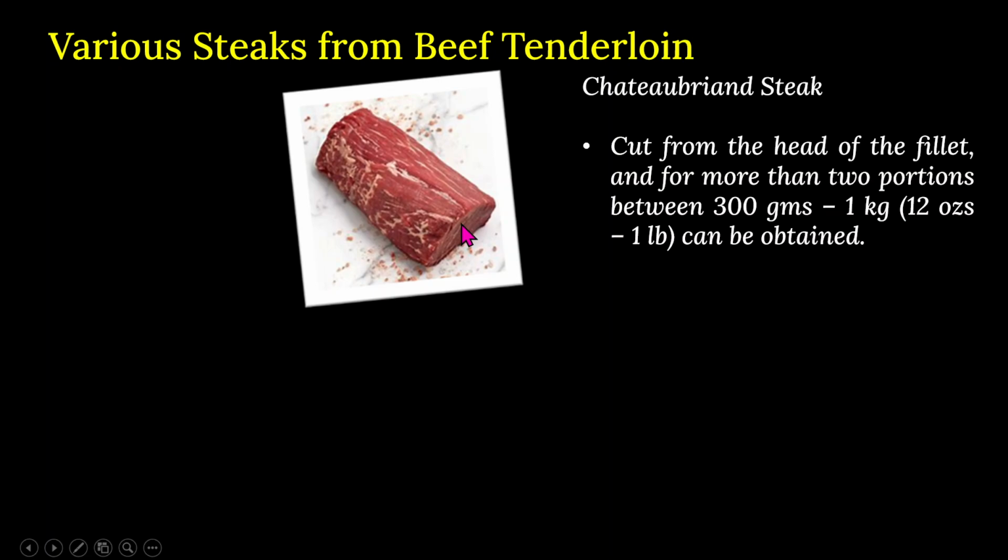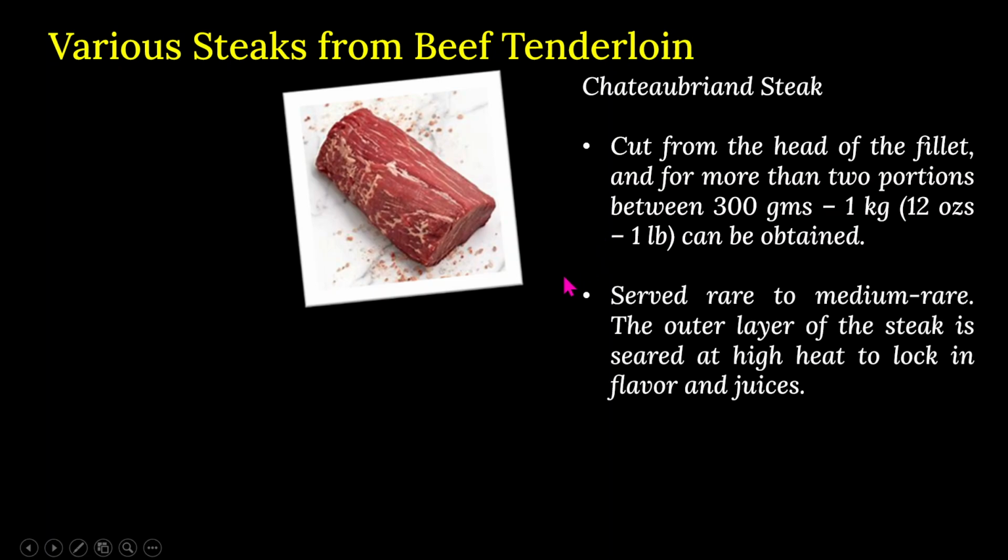How it is to be cooked, we'll discuss later in the following class. But today, for the timing, you just need to know it is served rare to medium rare. That means it is not fully cooked, it is either almost raw, rare done, or medium rare done. The outer layer of the steak is seared at high heat to lock in the flavor and juices. That means once the meat is exposed to high heat, the outer part of the meat will be sealed. It will create a coating. It will coagulate very fast.